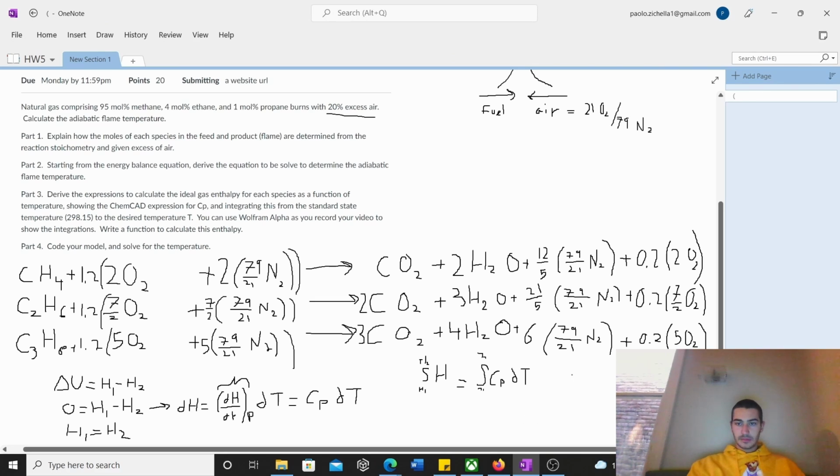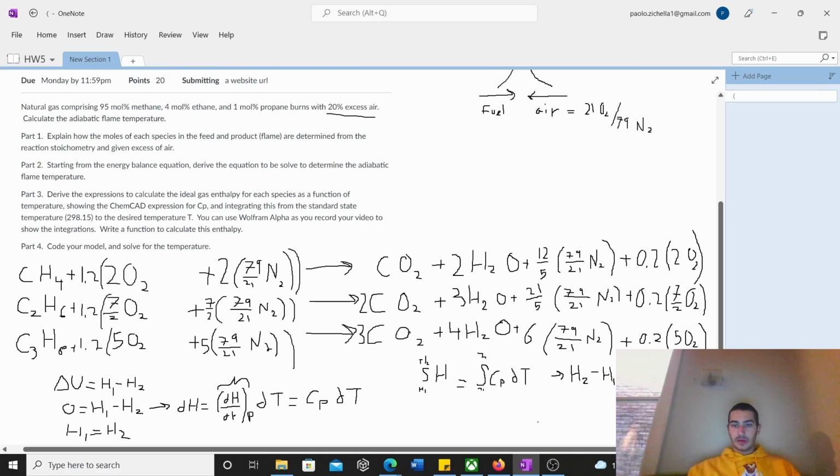So therefore, this could simply be written as the enthalpy of state 2 minus the enthalpy of state 1 is simply equal to that integral. The integral from state 1 to state 2 of the heat capacity with respect to temperature, sorry.